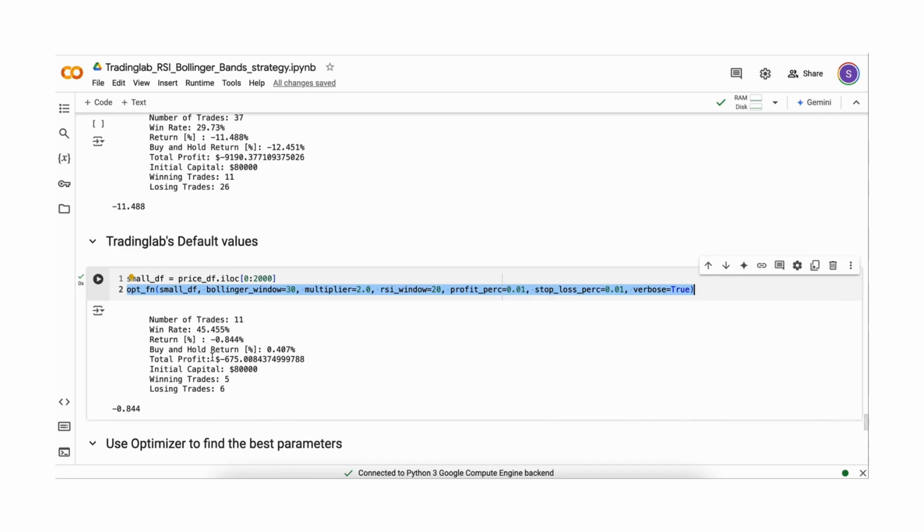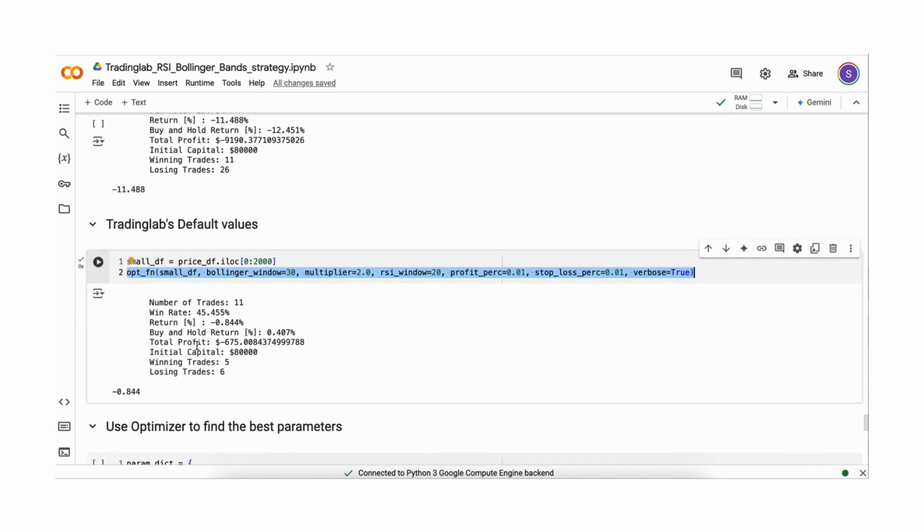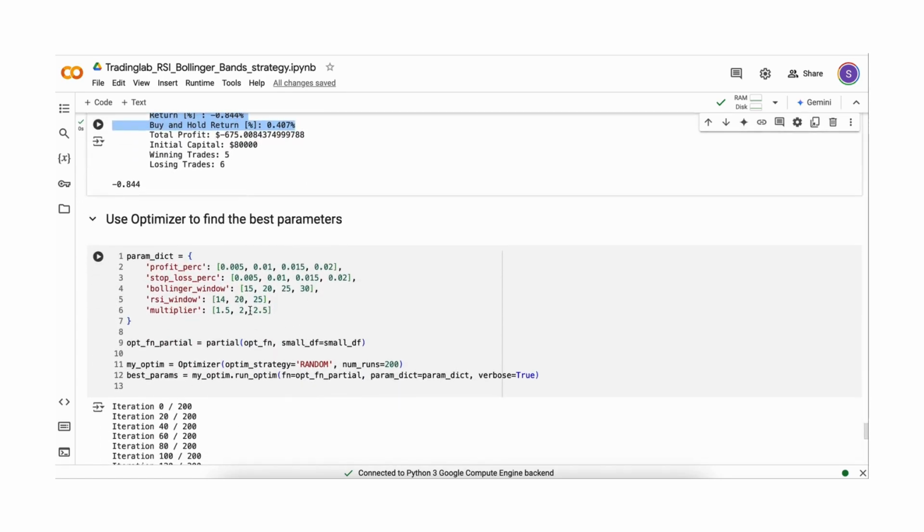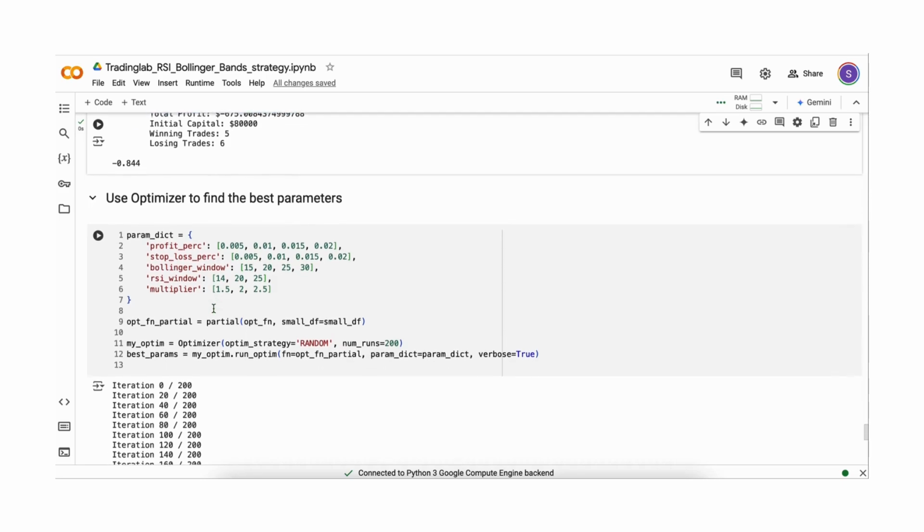And what happens here? For our instrument, and again, I'm not suggesting that this happens for all instruments. For different instruments, for stocks, we might have a better result. But for Bitcoin 5-minute data, we saw that it does not perform very well. It goes to minus 0.8%, which is less than the buy and hold return of 0.4%. So then we do the optimization. We optimize over the profit percentage, stop loss percentages, the Bollinger window, the RSI window, and the multiplier.